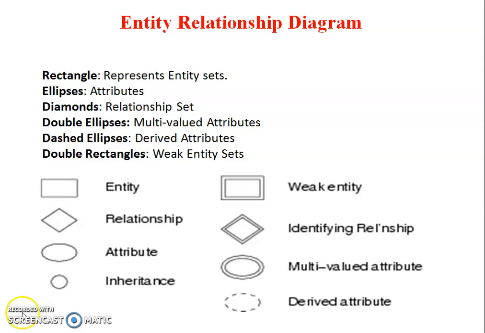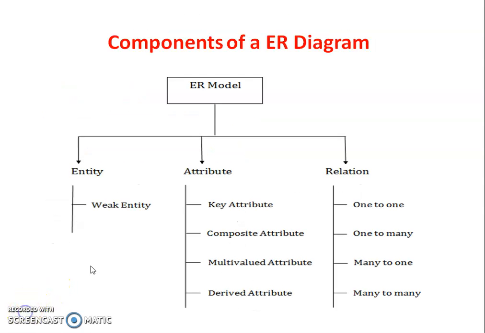Now, the next point is components of an ER diagram. The components of an ER diagram are divided into three types. First one is entity, second one is attribute, and third one is relation. Entity has a subtype, weak entity, and attribute also has subtypes such as key attribute, composite attribute, multi-value attribute, and derived attribute. And the third one is relation: one to one, one to many, many to many, and many to one. Now we will discuss them one by one.